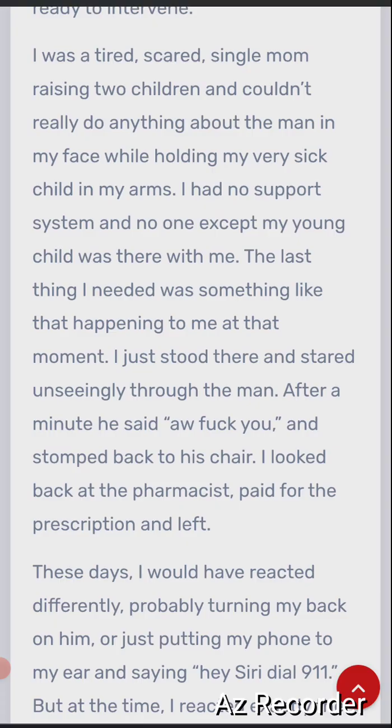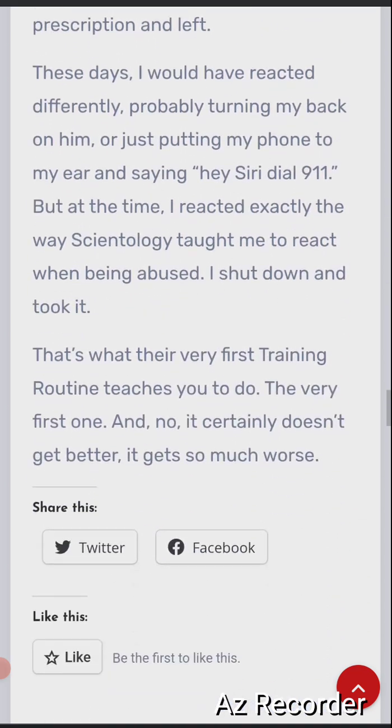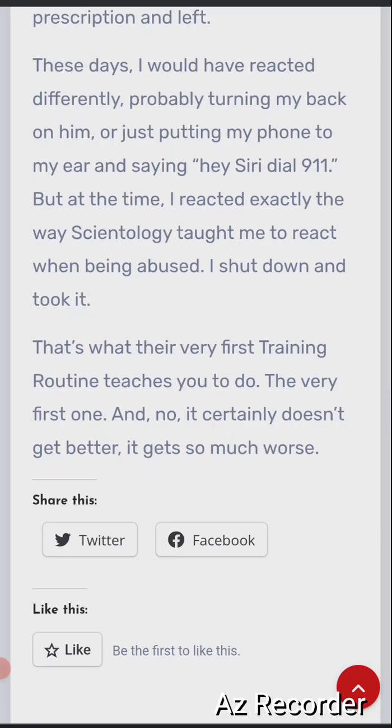I just stood there and stared unseeingly through the man. After a minute, he said, "Ah, fuck you," and stomped back to his chair, like a true narcissist. I looked back at the pharmacist, paid for the prescription, and left. These days, I would have reacted differently, probably turning my back on him, or just putting my phone to my ear and saying, "Hey Siri, dial 911." But at the time, I reacted exactly the way Scientology taught me to react when being abused. I shut down and took it.